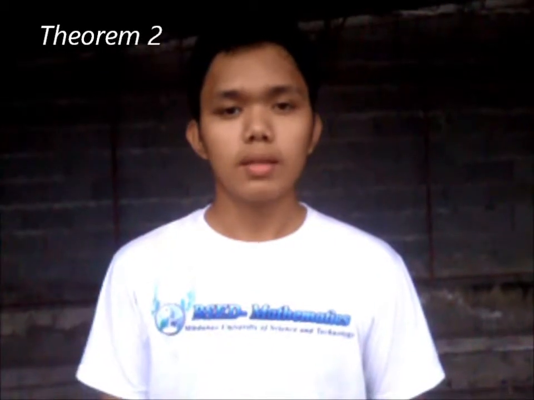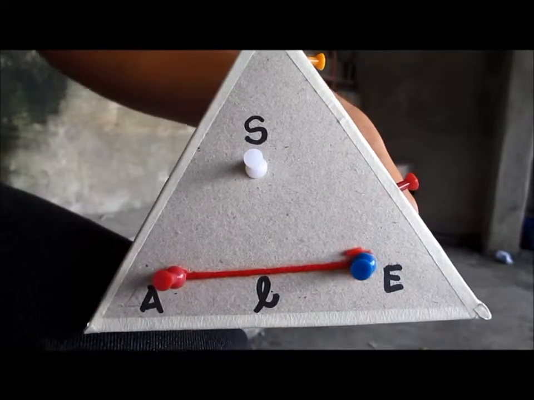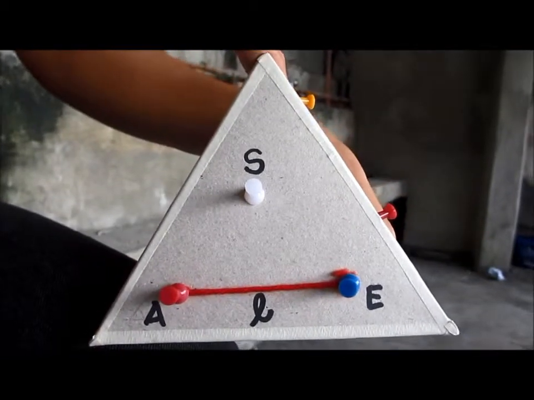Theorem 2 states that a plane is determined by a line and a point not on the line. Second, by two parallel lines. And third, by two intersecting lines. I will use this figure to demonstrate to you Theorem 2, to prove that in each case a plane is determined.